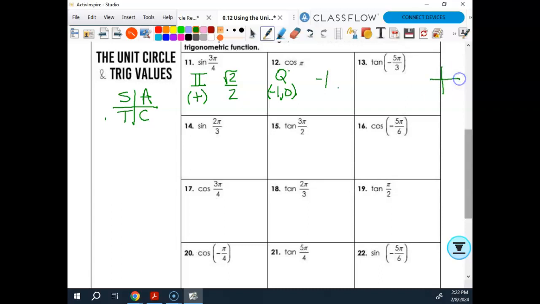Okay, we're here at 0. We're going this way. Negative 3 pi thirds, negative 6 pi thirds, negative 5 pi thirds is back here. So we are in quadrant 1, where everything is positive. And what's the tangent of pi thirds? Square root of 3. Okay?